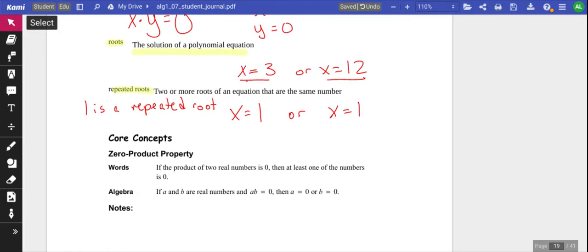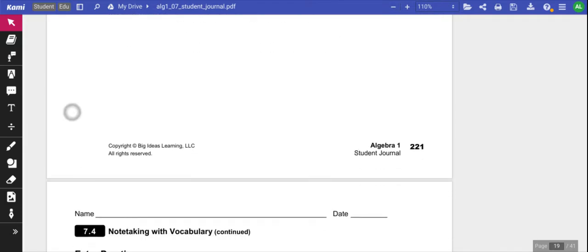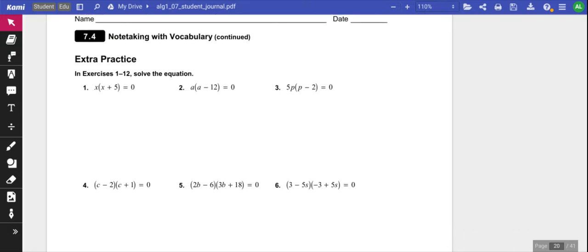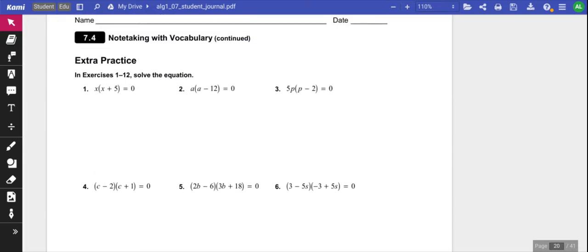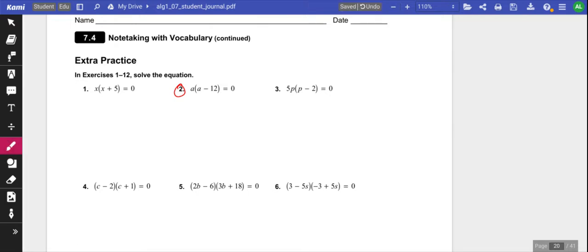So let's go ahead. Again, we just talked about the zero product property. If you end up multiplying two things and they equal 0, one of the two things is 0. That's what we use to solve these polynomials. So let's see, which one should I use? Let's start with an easier one. Let's start with number 2. This first section that we're doing, where we're solving these polynomial equations, is already set up nicely for us. They're already in factored form.